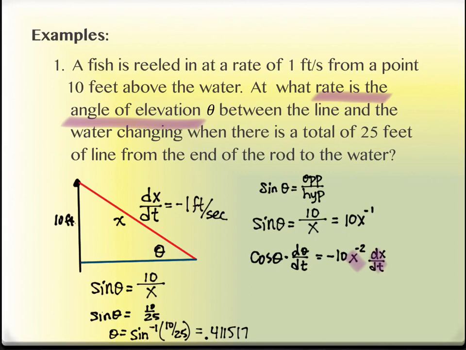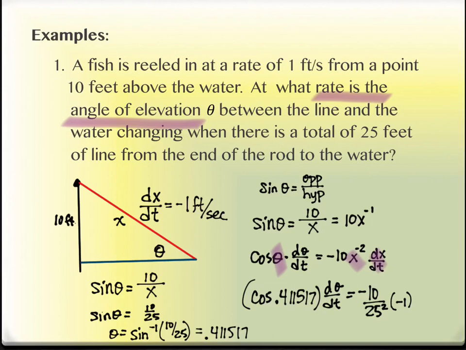All right, so at this point now, I also know theta. So I know every variable over here except d theta dt, right? So I can find d theta dt. I can just write it in from where it is. I don't really need to solve yet, but this is the cosine of 0.411517. d theta dt equals negative 10 times 25. Well, I'll put 25 squared in the bottom. And then this is times negative 1. The only thing I don't know is d theta dt.